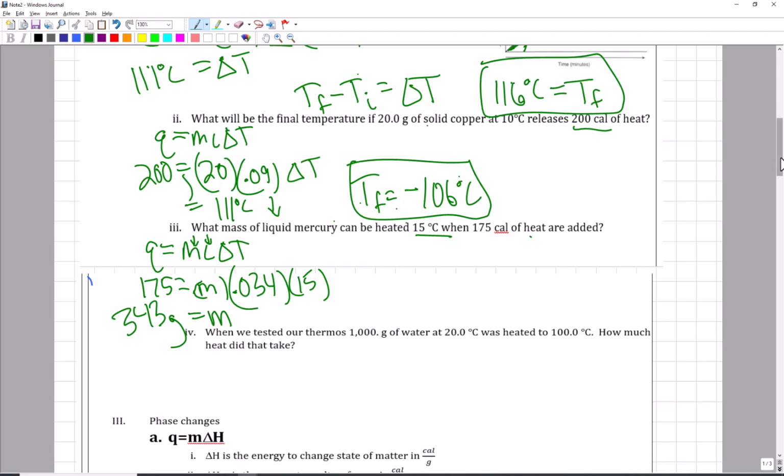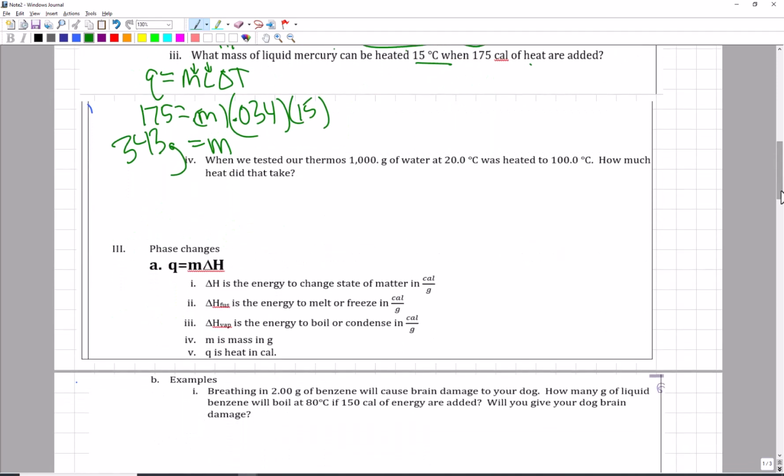All right. When we tested our thermos, okay, we didn't do that yet, but we're going to. When we tested our thermos, 1,000 grams of water at 20 degrees Celsius was heated to 100 degrees Celsius. How much heat did that take? Notice it's still liquid on both sides. Q equals MC delta T. The mass is 1,000 grams.